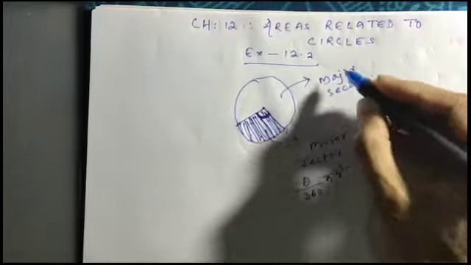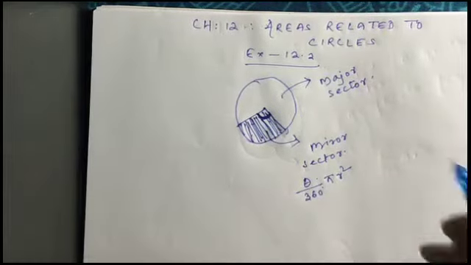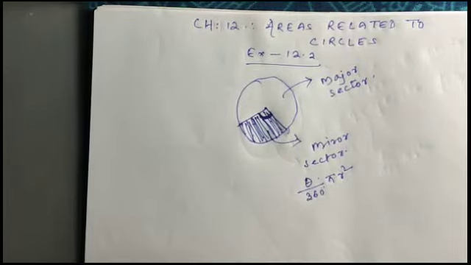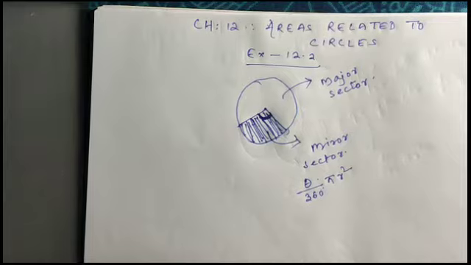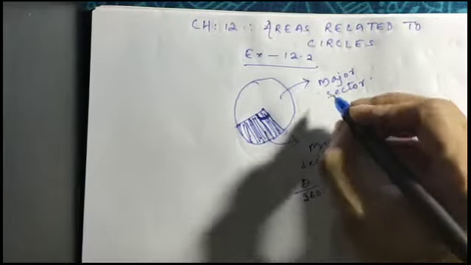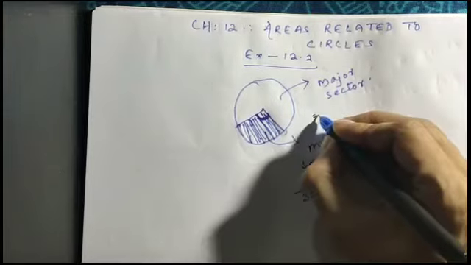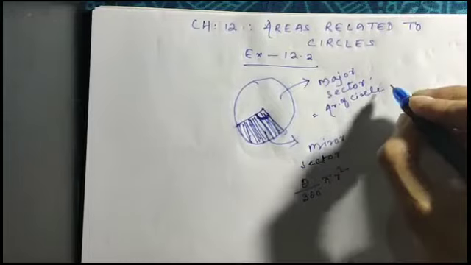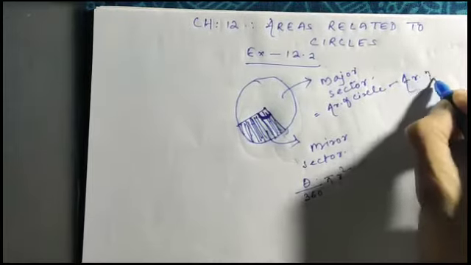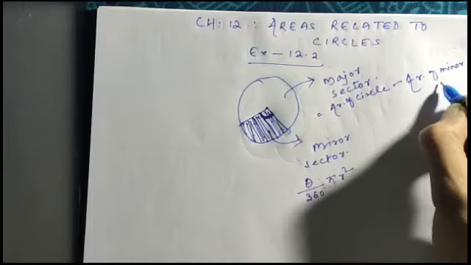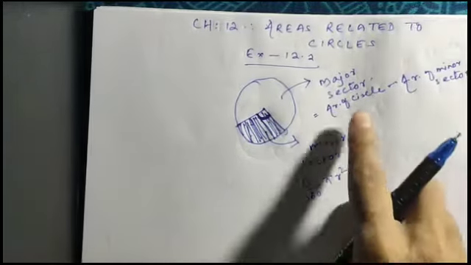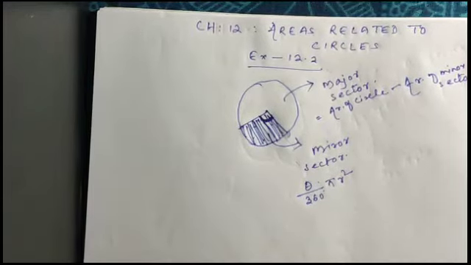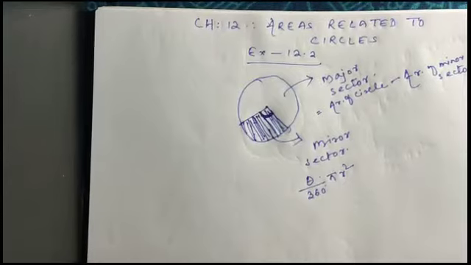Now, how to find the major sector? To find the major sector, you have to find the minor sector first. Only after finding the minor sector will you find the major sector. The formula is area of circle minus area of minor sector. In this way you are going to find the minor sector and the major sector.